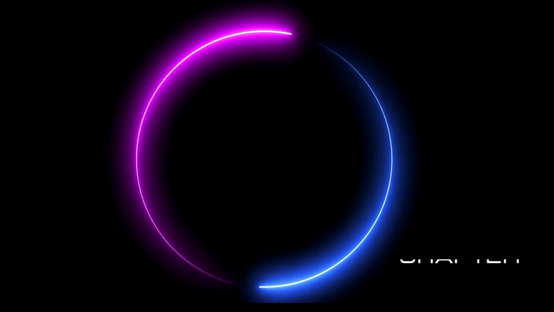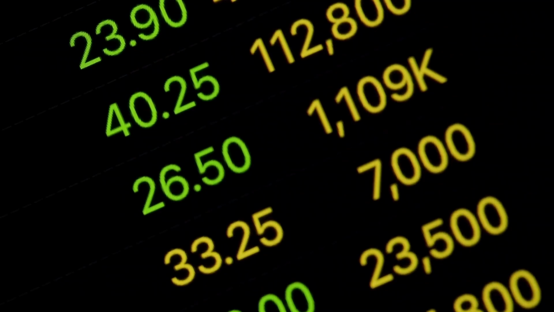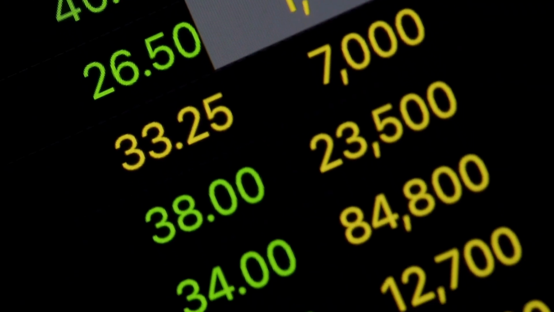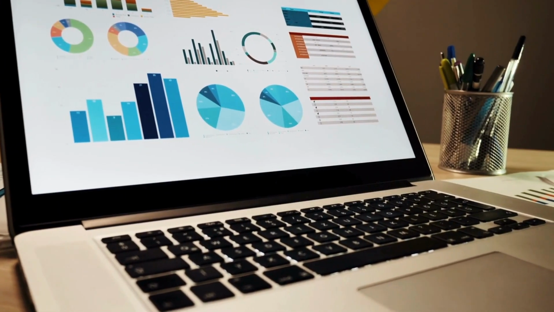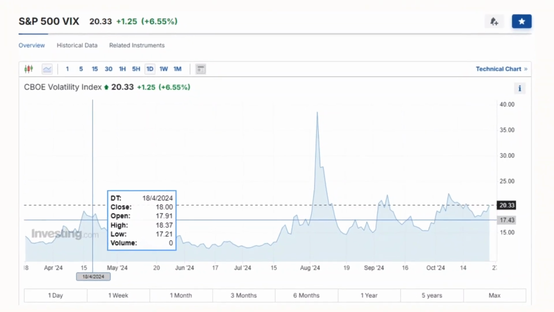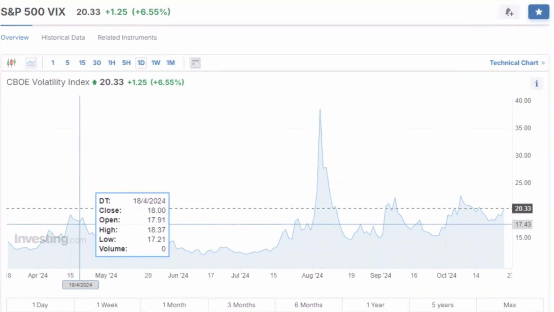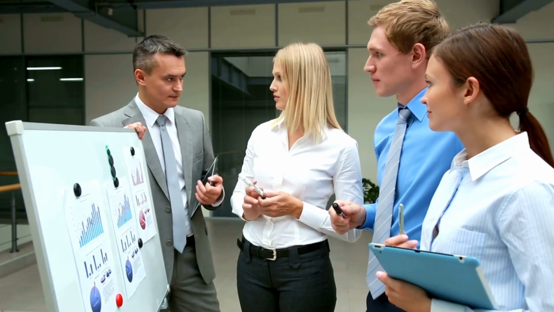Chapter 5. The Volatility Index VIX. Another important indicator is the Volatility Index, also known as the VIX or Fear Gauge. The VIX measures the expected volatility of the S&P 500 and gives us a sense of how nervous market participants are. The VIX is based on S&P 500 options prices and reflects investors' expectations regarding future price swings.